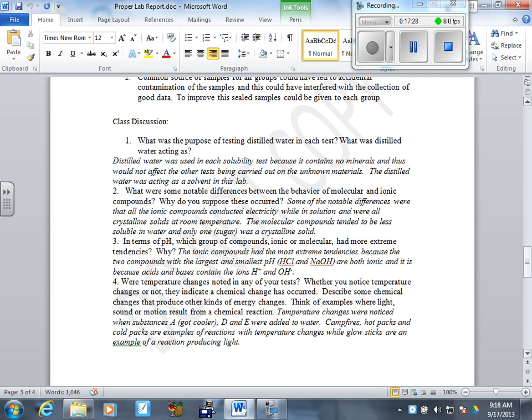Were there temperature changes noted in any of your tests? Yeah, there were a couple. When you added water to sodium hydroxide, it got a little hotter. That's a chemical reaction. When you added water to the ammonium chloride, it got a little bit colder. And you may or may not have noticed, but when you added water to the hydrogen chloride, it should have also warmed up a little bit. You do have to be very careful when mixing water and acid, because it is exothermic.